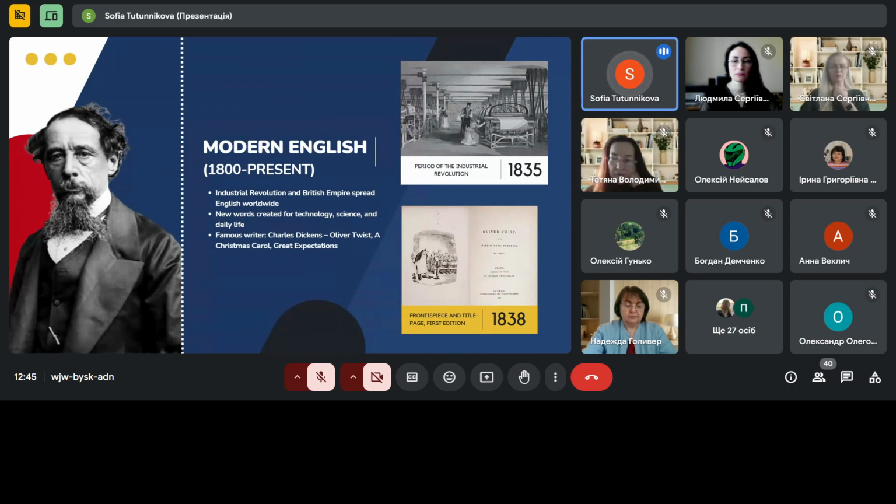One of the most famous writers from the 19th century was Charles Dickens, who wrote famous books like Oliver Twist, A Christmas Carol, and Great Expectations. His stories showed how life was for poor people during the Industrial Revolution. His books were popular all over the world, helping spread English literature to more people.